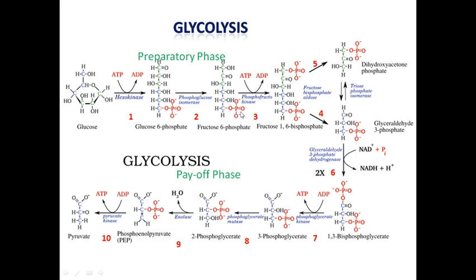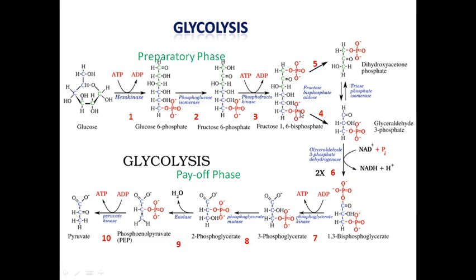Fine. Here this phosphate comes from the ATP. Please remember this. Now another ATP is used here. The ATP gets converted to ADP. Fine. And the enzyme used here is phosphofructokinase. What it does is add another phosphate, which is released from the ATP, and now this fructose 6 phosphate becomes fructose 1,6 phosphate.